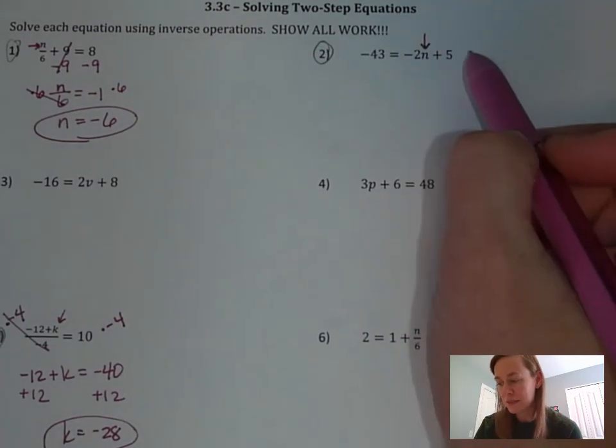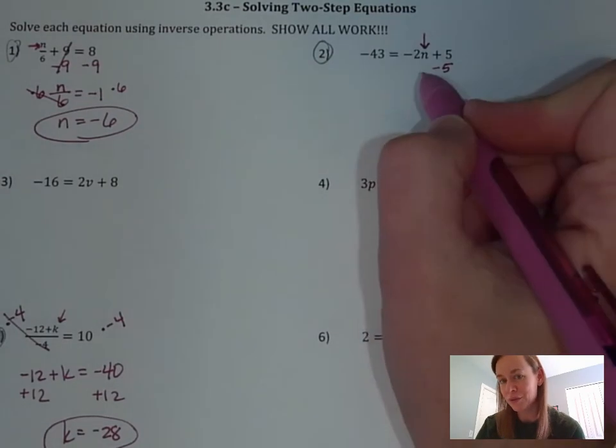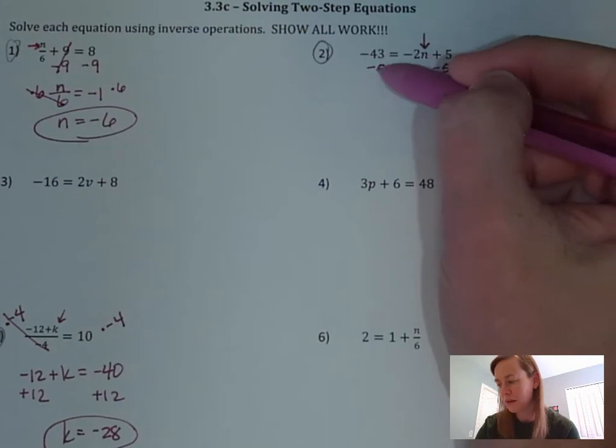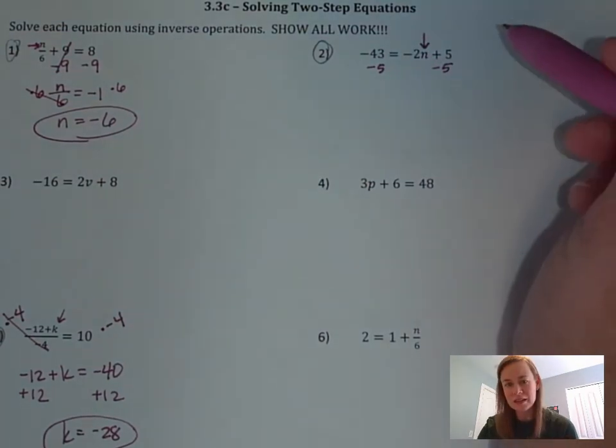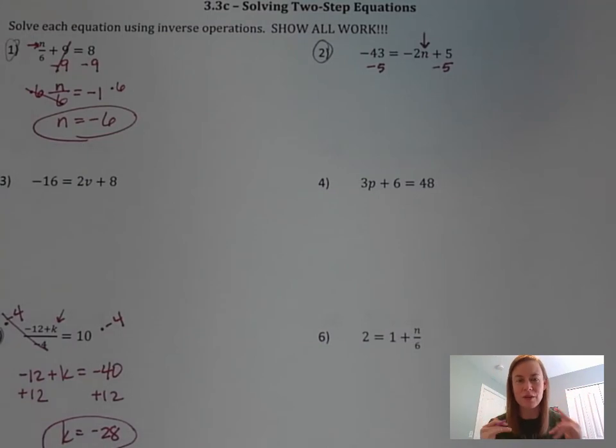So if it says plus 5, we're going to get rid of it by doing minus 5. And what we do to one side, we have to do to the other. So let's subtract 5 here. And you see how I'm lining up my numbers directly beneath? That's a great thing for you to do because it keeps things organized and you can see what is going where. And when you run into problems with more steps, this is going to be really important.